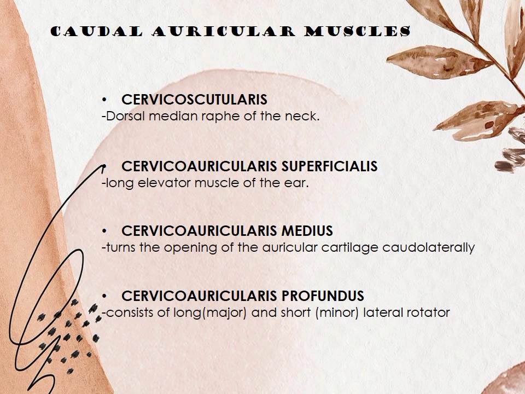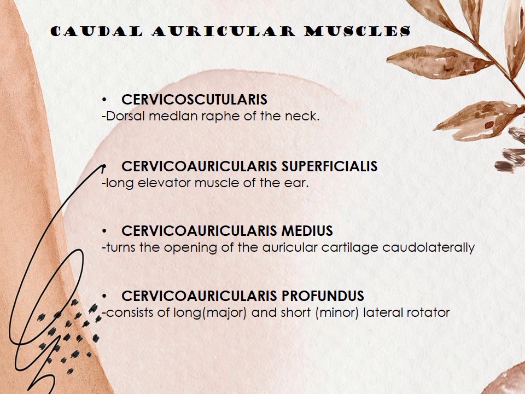Next is the caudal auricular muscle. First one is the cervico-scutularis. It is united with the deep surface of the interscutularis by means of a few fibers, which means dorsal median wrap of the neck of the dog. Second is the cervico-auricularis superficialis. It is a long elevator muscle of the ear, whose muscles are continuous. This means the ear may still exhibit some movement in case of facial nerve injury.